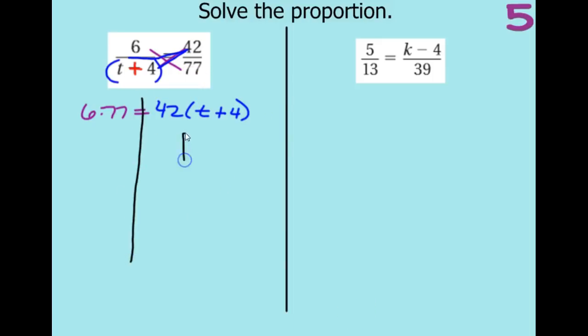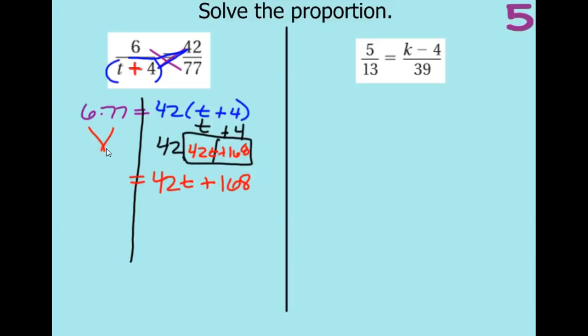So if I distribute this, I could draw a box to multiply. In my classroom, I have t plus 4, and out front, I have 42. When I multiply 42 times t, that's just 42t. But then 42 times 4, I'm going to plug that in my calculator. 42 times 4 gives me 168. So I have 42t plus 168. And on this side I have 6 times 77, which is 462.